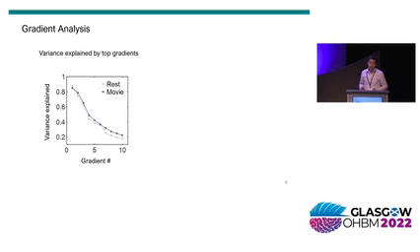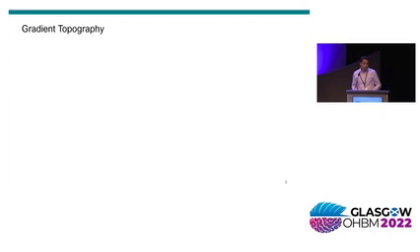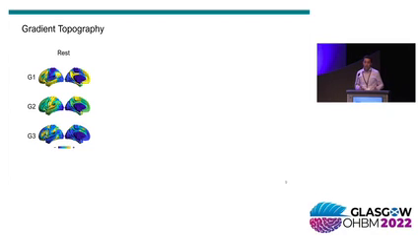Okay, so if we just look at the variance explained by the top gradients in movie and rest, we see that it's very similar across conditions. But when we correlated the top gradients in rest and movie, we found that gradient 3 in movie was not correlated with anything in rest, which might indicate that it's capturing an axis that is inaccessible during rest. So when we look at the topography of this gradient by projecting the gradient scores on the cortical surface, our rest gradients nicely replicated previously described gradients.